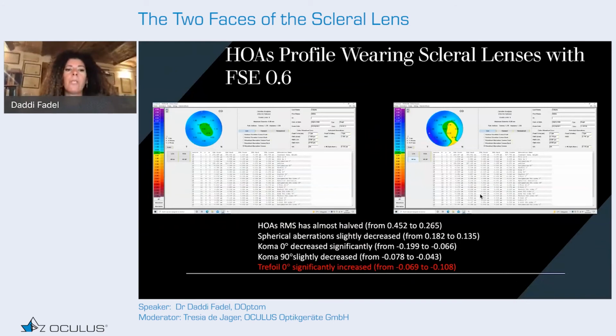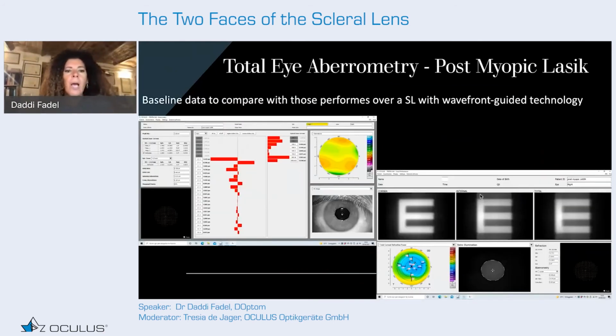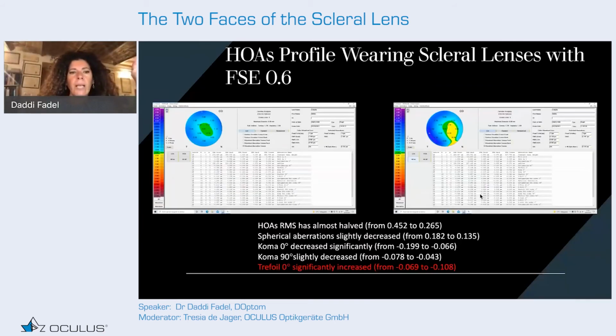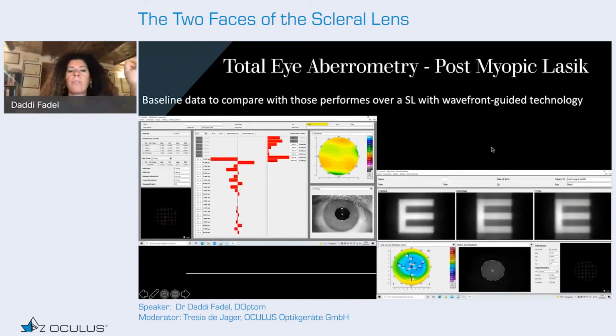But if you want to include this technology on the lens, you have to have the aberration of the entire eye, because here we are seeing only the corneal aberration. So to include the wavefront-guided front surface design, we need the aberration of the entire eye. And here again, the lens should definitely be very stable and well-centered.